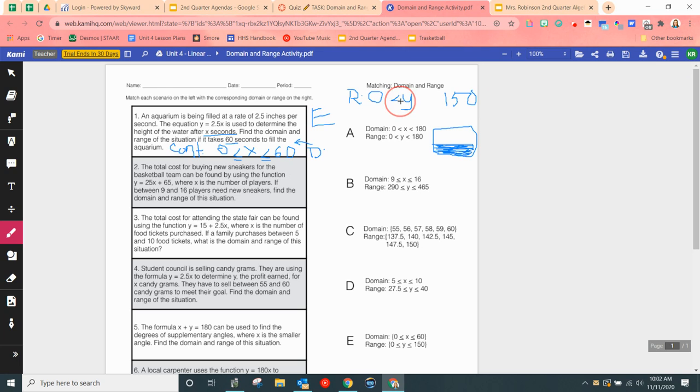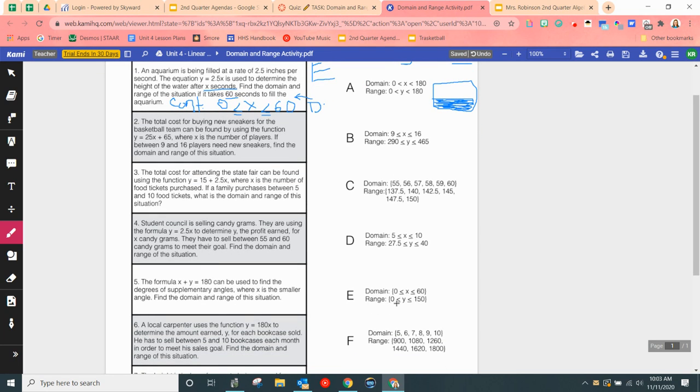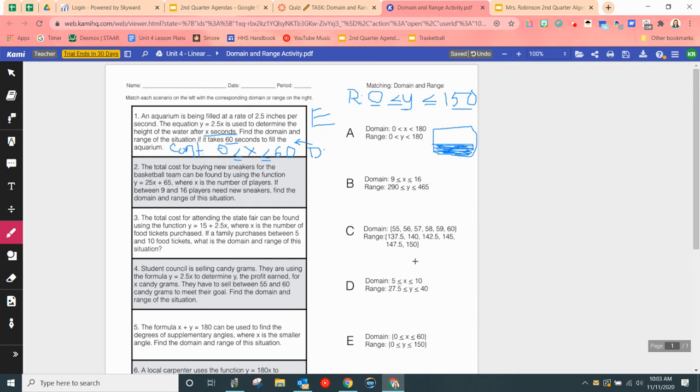So then I do my inequality symbols pointing this way because I wrote them smallest to biggest. And then can it equal 0 inches? Yeah, it can. So I put a line underneath my symbol there. Can it equal 150 inches? Yeah, sure it can. That's when it's full. So come back down to E and you can see, yes, that's what we found, 0. So my water level can be any value in between 0 and 150.